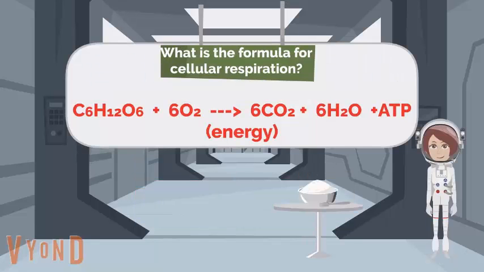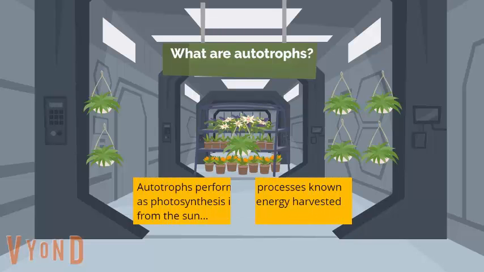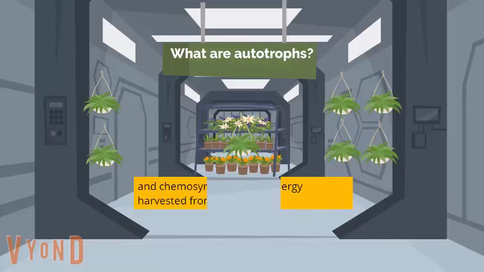This shows the formula for cellular respiration. The reactants are glucose and oxygen. The byproducts are carbon dioxide plus water and energy. Autotrophs are organisms that make their own energy from the sun or chemicals. Autotrophs perform the processes known as photosynthesis, if it is energy harvested from the sun, and chemosynthesis, if it is energy harvested from chemicals.